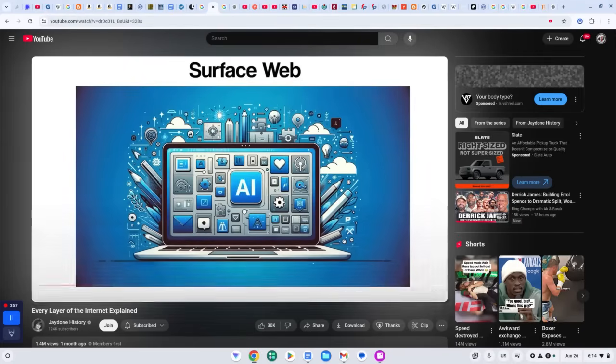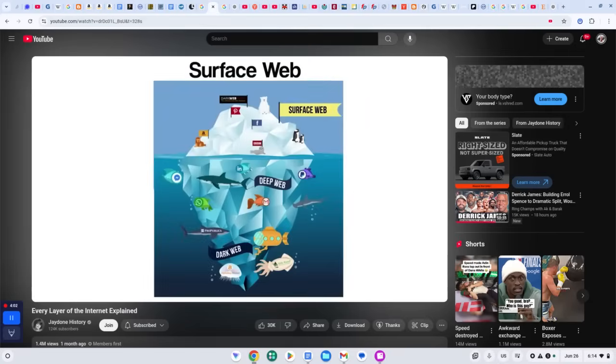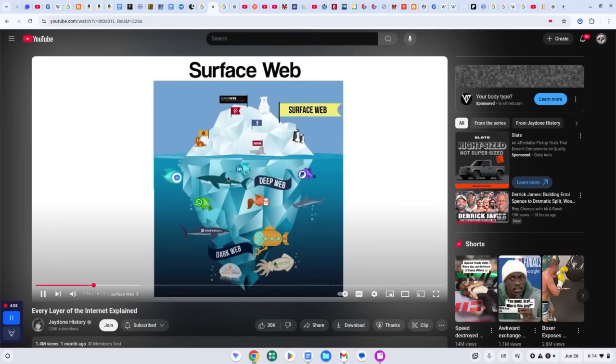Although the surface web is vast, it actually represents only a small fraction of the total content available on the internet. Estimates suggest that it only comprises less than 10% of all online data. Whoa. The remainder lies beyond the reach of standard search engines and is categorized as the deep web and, further down, the dark web. We're going to go deeper than deep. What's deeper than deep? What's darker than dark?